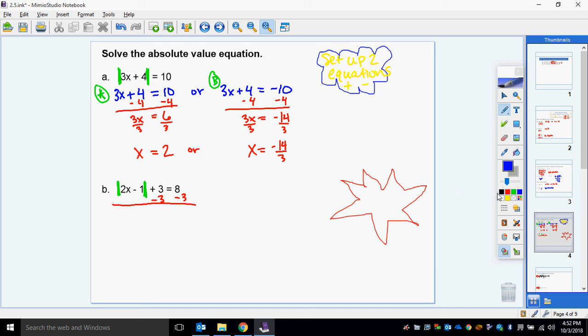So these guys cancel. 8 minus 3 is 5. And I still have my absolute value of 2x minus 1 over here. So x is still in jail. Now he's ready to escape. All the guards are gone. So I need a plan A and a plan B.